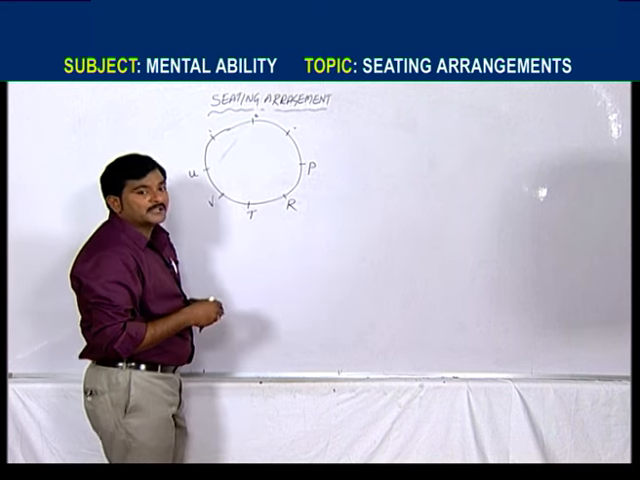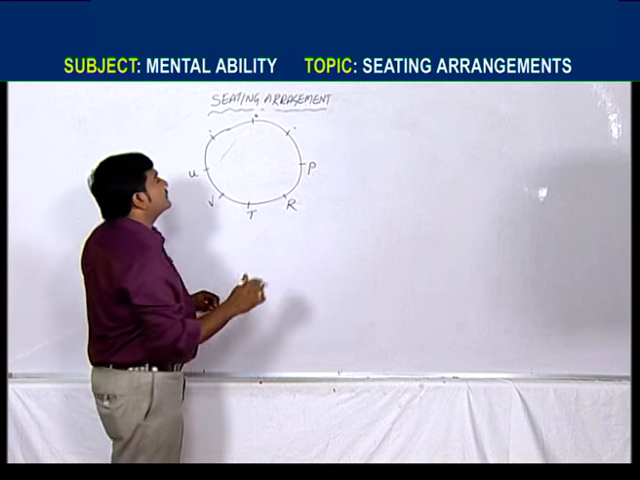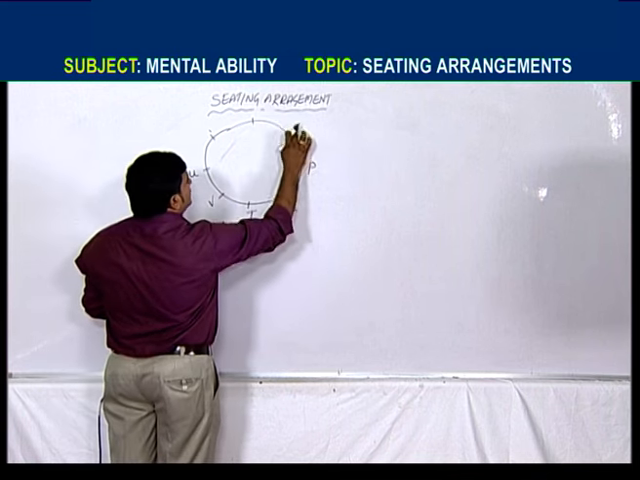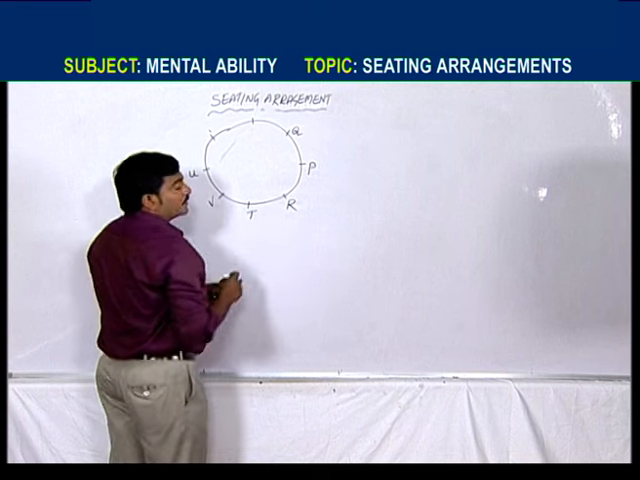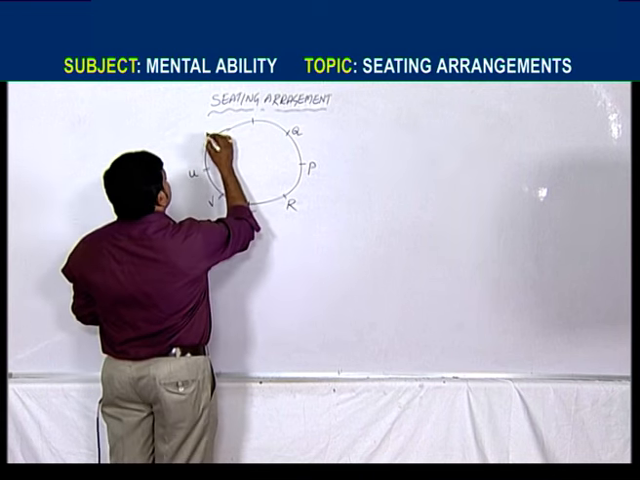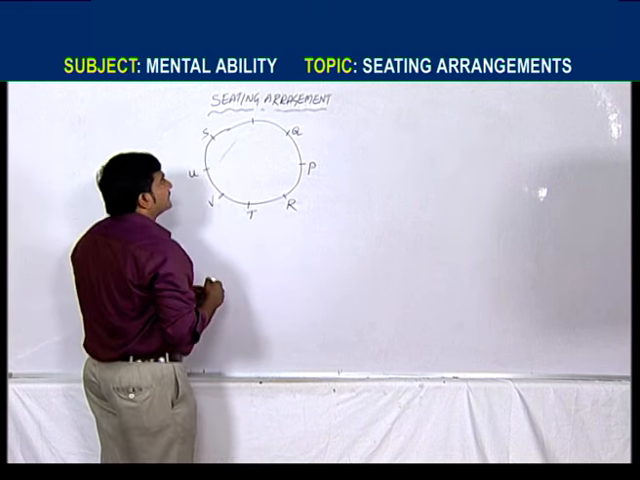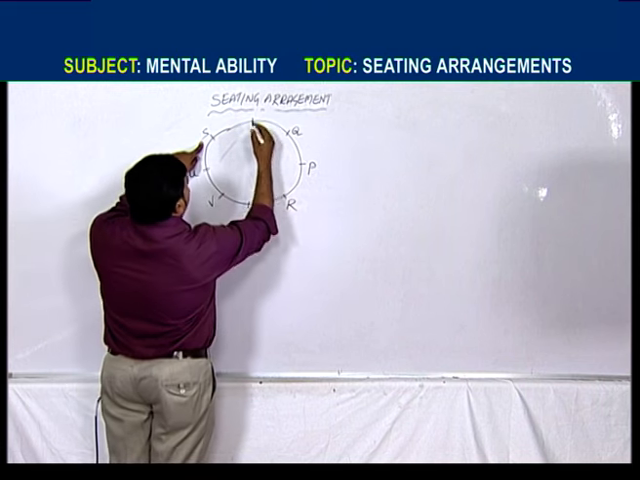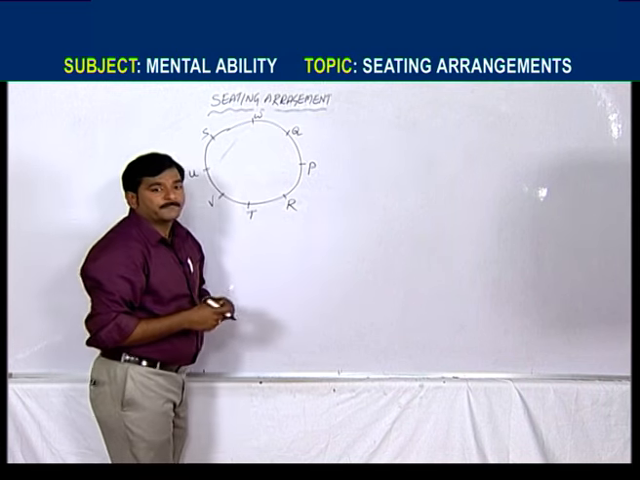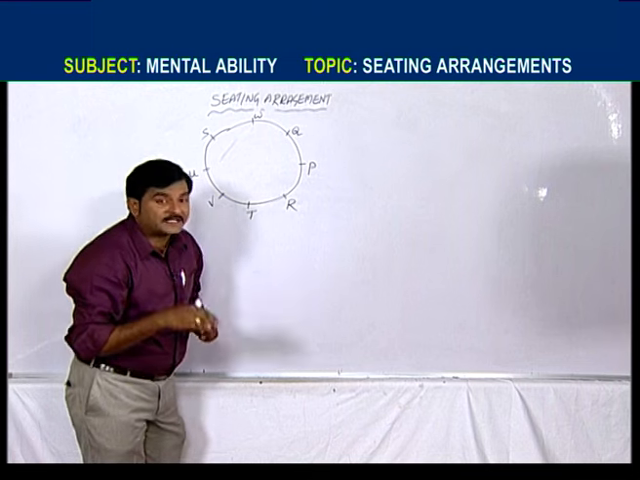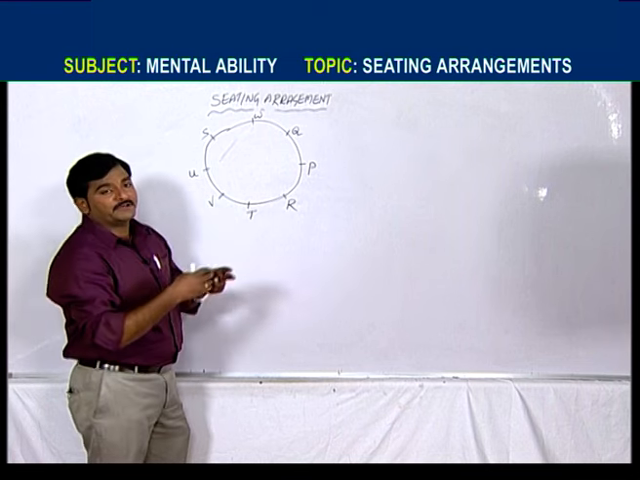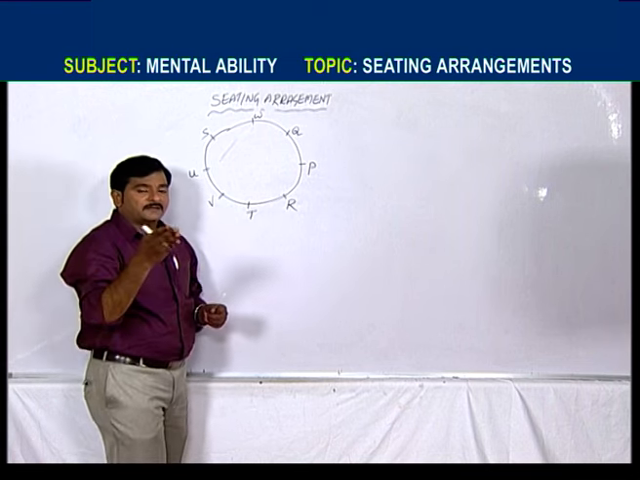But what he mentioned here? Q is not between S and W. So Q is not between S and W means here who will sit here? Q you may sit. And who is sitting here? S is sitting. And if S, Q, here will come, W will come, because Q is not between S and W. But W may be in between S and Q. It may be possible. And one more condition.